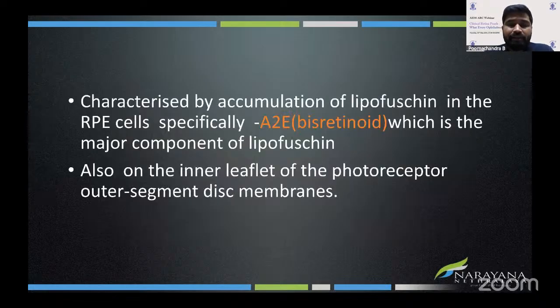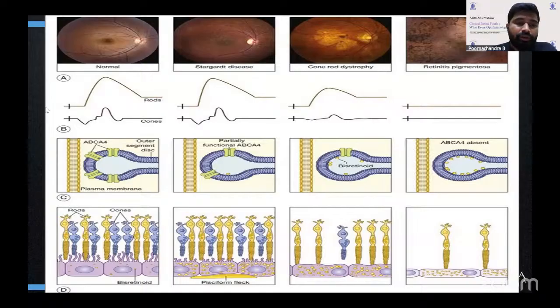So basically, this disease happens due to deposition of A2E bisretinoid, which is a major component of lipofuscin. If you look at this cartoon, depending on the functionality of ABCA4: if the ABCA4 gene is fully functional, you can have a normal-appearing fundus with a normal ERG. If it is partially functional, you can have a Stargardt-like presentation. If the function is severely affected, the patients can present like retinitis pigmentosa also. So this is very important. The gene could be the same, the clinical presentation could be different.